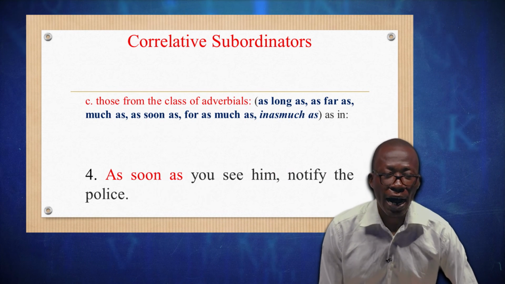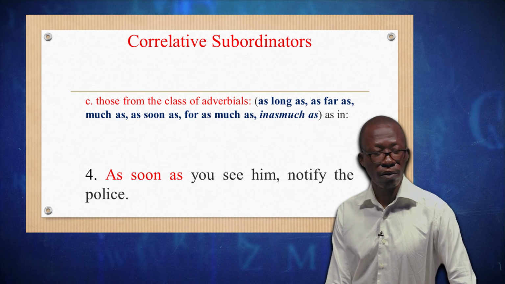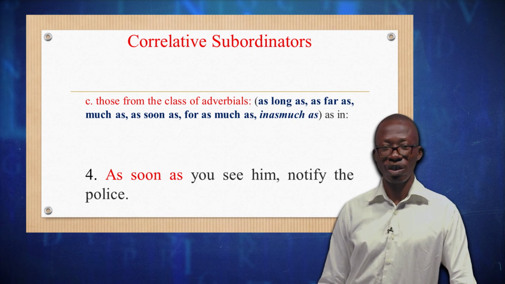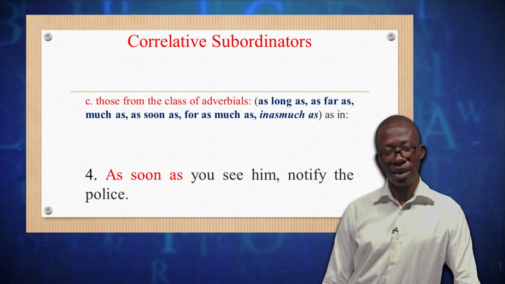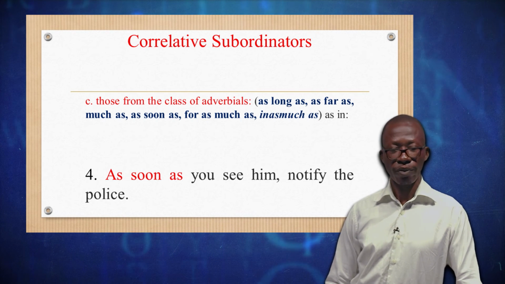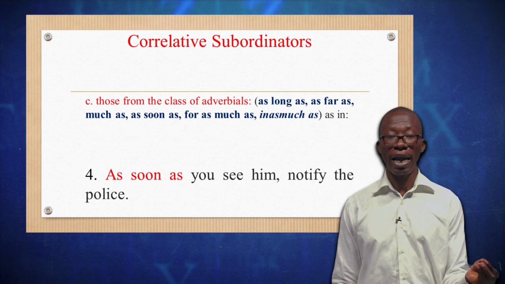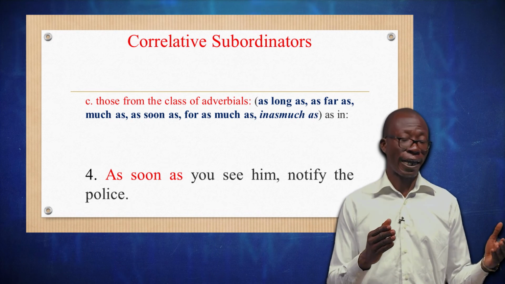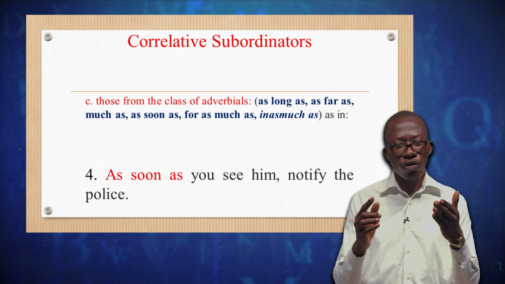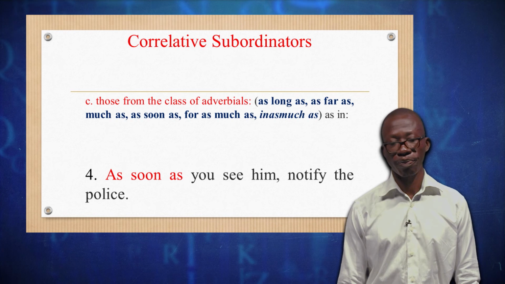Then sentence 4: as soon as you see him, notify the police. Immediately you see him, notify the police. So "immediately" is in our simple subordinators, so it could be used there. Immediately you see him, notify the police. So as we've noticed so far, under our correlative subordinators and complex subordinators, anytime you place your subordinate clause before your main clause, you always have to use a comma in separating the 2 clauses.